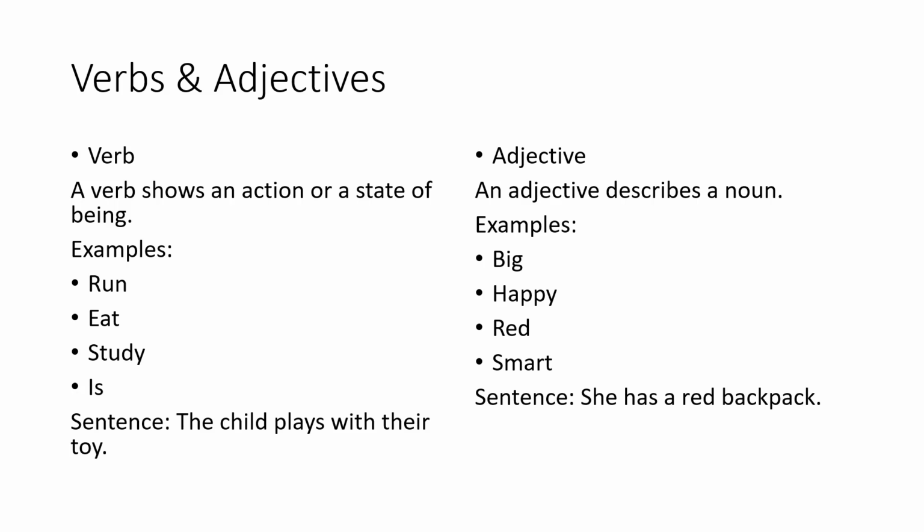Now, an adjective is a bit different. It describes a noun. It describes a thing, a person. Examples, it can be big. They can be happy. They can be red. They can be smart. For example, she has a red backpack. She here is the noun. The backpack is also a noun, and red is the adjective of the noun. So, which does the sentence describe? The backpack.